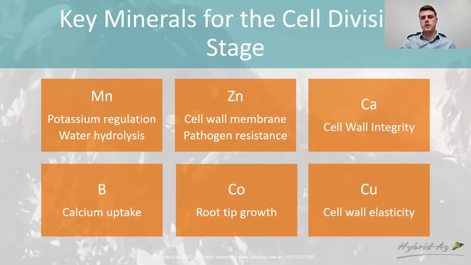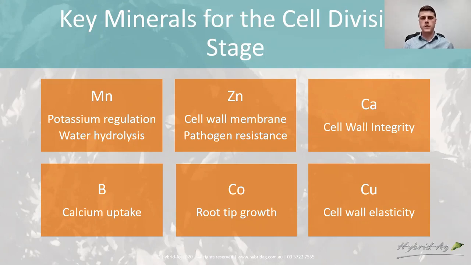So we've just got some of the key nutrients here for during cell division. The way we've structured this presentation is we'll have some of the stages, and then the key nutrients that need to be front of mind for ensuring that they are available during each stage. So with cell division, one of the first ones is manganese, a trace element. Its key role during this stage is in the regulation of potassium, or any of the cations, but potassium particularly, in the sap flow.